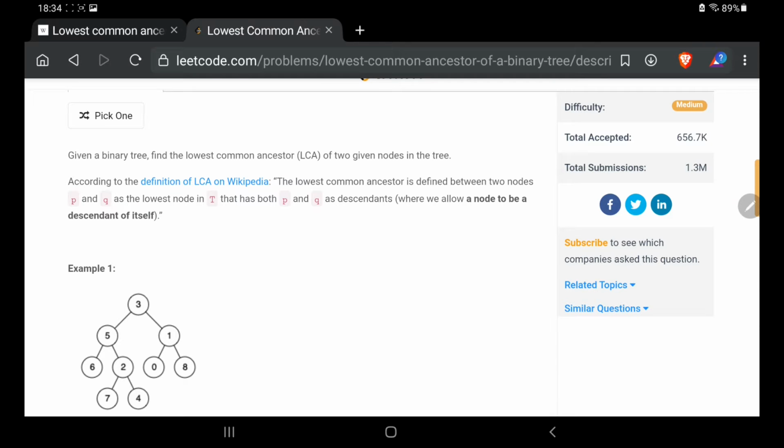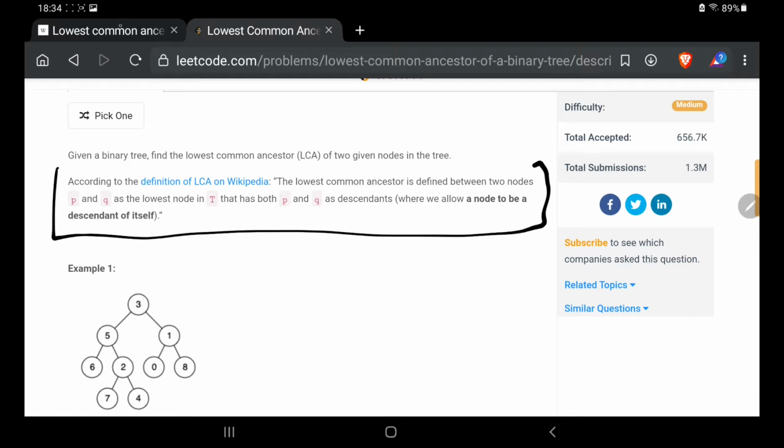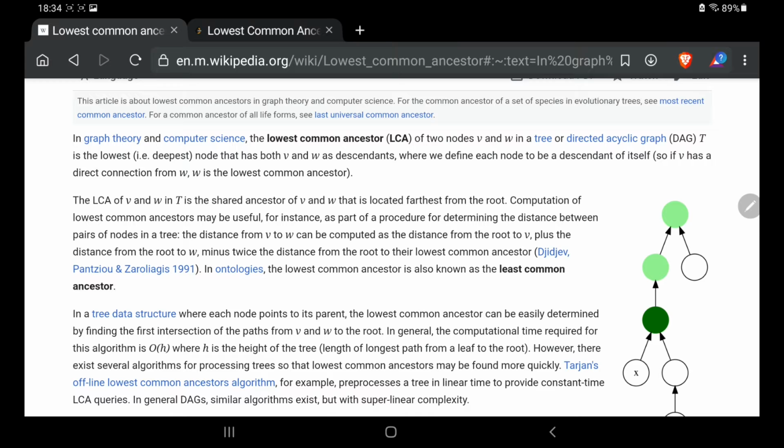We'll be looking at a problem of lowest common ancestor, which is based on binary trees. We'll be given two nodes and we have to find the lowest common ancestor of those two nodes. So let's take a look at what the lowest common ancestor means. Here we are given the definition of a lowest common ancestor, which is as per Wikipedia, and I looked at Wikipedia also once, which also says a similar thing.